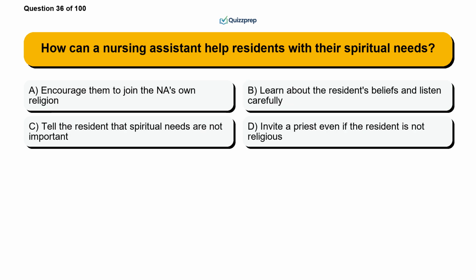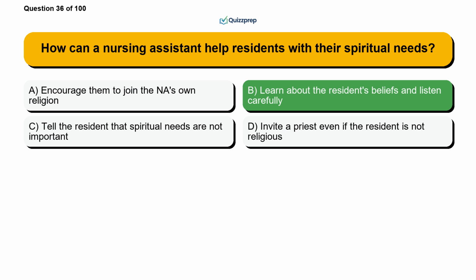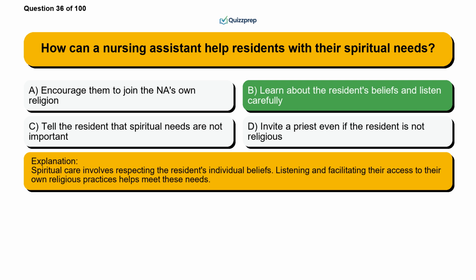Question 36. How can a nursing assistant help residents with their spiritual needs? Option A, encourage them to join the NA's own religion. Option B, learn about the resident's beliefs and listen carefully. Option C, tell the resident that spiritual needs are not important. Option D, invite a priest even if the resident is not religious. The correct answer is option B, learn about the resident's beliefs and listen carefully. Spiritual care involves respecting the resident's individual beliefs. Listening and facilitating their access to their own religious practices helps meet these needs.